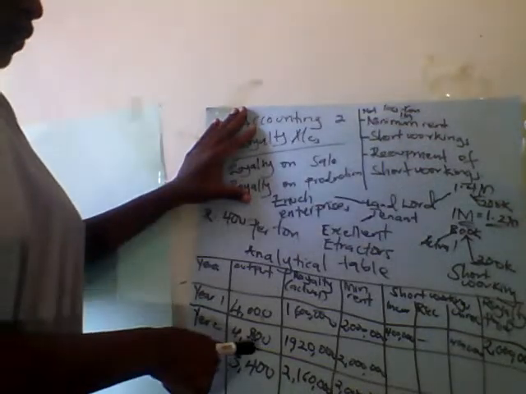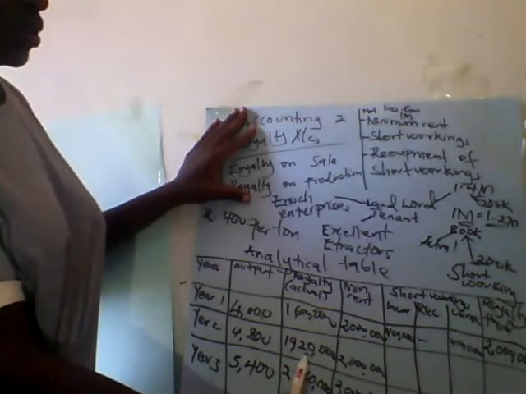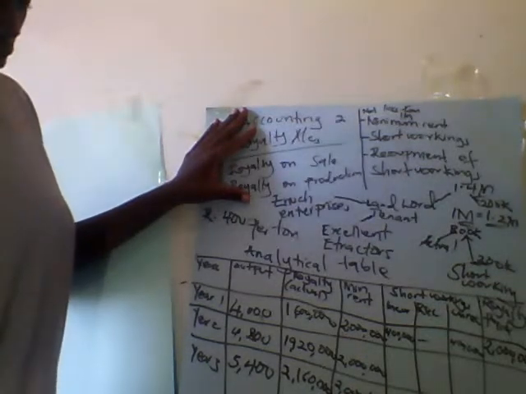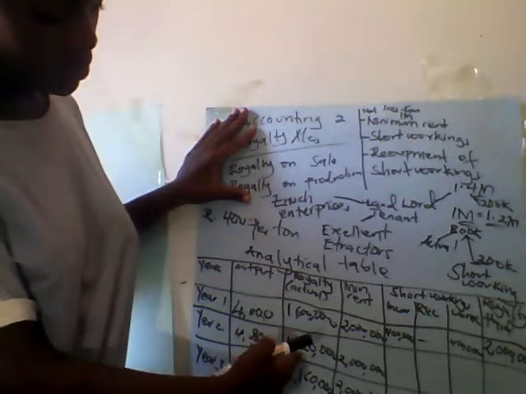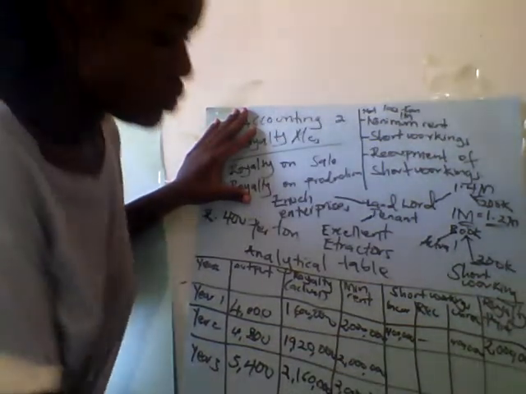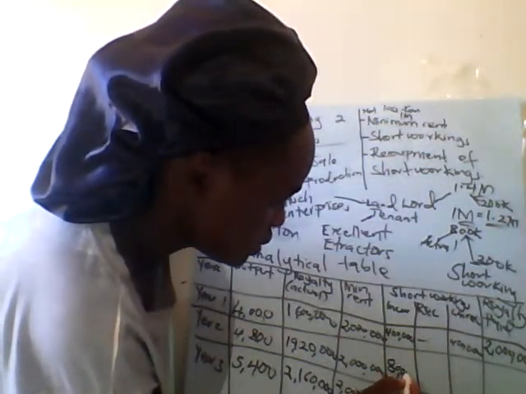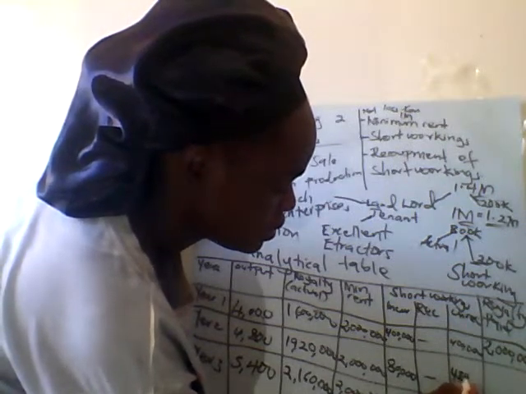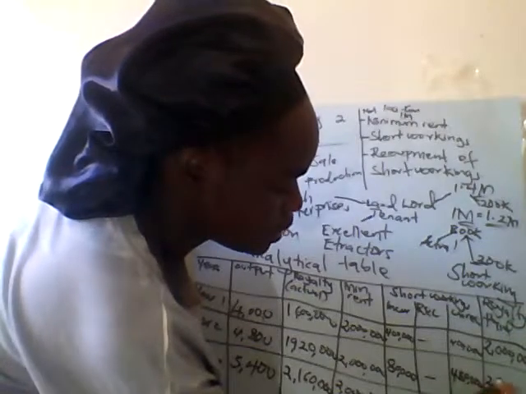Then, even for the next year, the actual royalty is less than 2 million. So they will have to incur a short working of 80,000 to make it 2 million. So here the short workings incurred will be 80,000, recovered 0, unrecovered you add this and this, which is 480. Then what will be paid to the landlord will be 2 million.